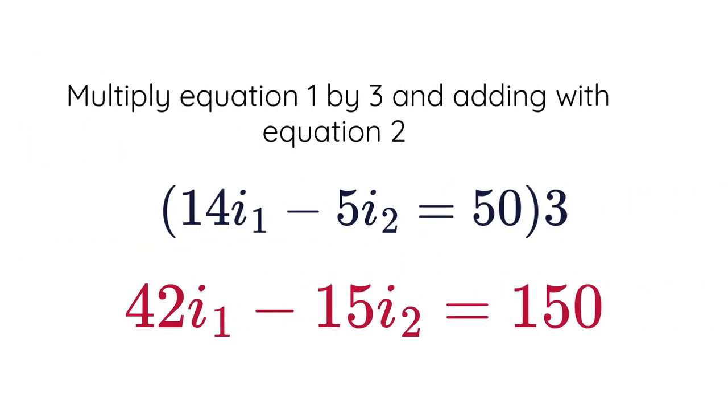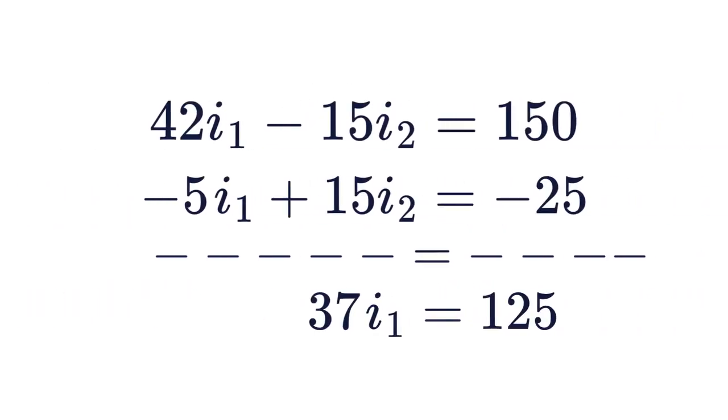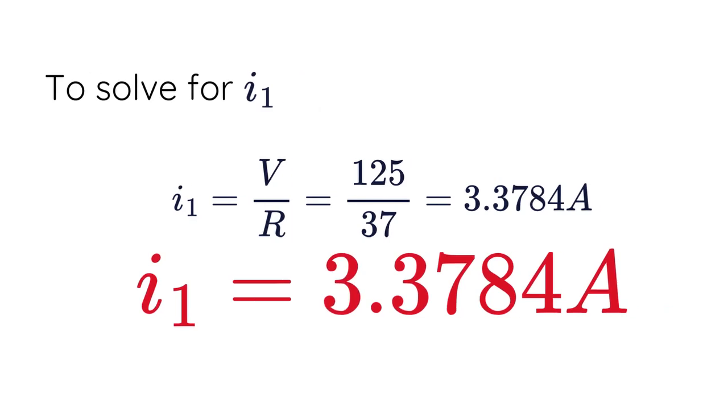To cancel I2, we have to multiply equation 1 by 3 and then add it with equation 2. The sum of 42I1 minus 15I2 equals 150, and negative 5I1 plus 15I2 equals negative 25, is 37I1 equals 125.